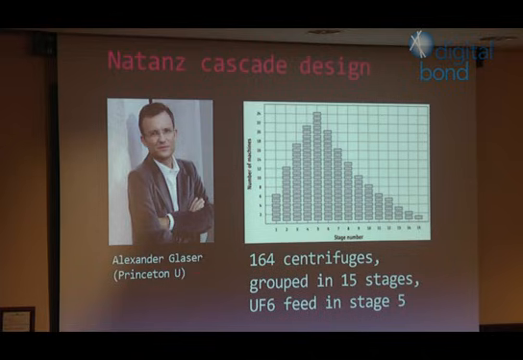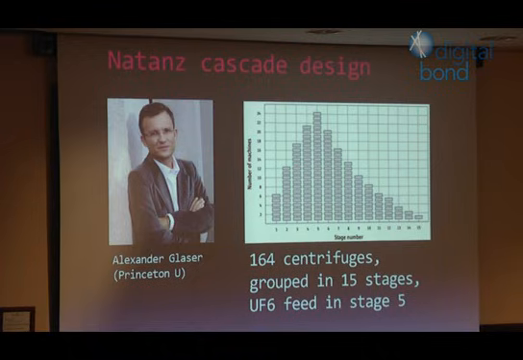When researching the open literature that had been published about the Natanz configuration, I came across a publication from Alexander Glaser. He's a nuclear scientist working at Princeton. And Alex computed a cascade model for Natanz. Now, how was he able to do this, because all this stuff is so classified? Well, the funny thing is that in 2006, the head of the Iranian nuclear program leaked to the press that they are doing their cascades with 164 centrifuges that they group into 15 enrichment stages.